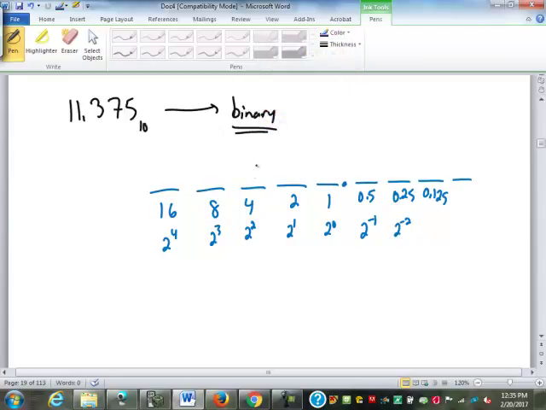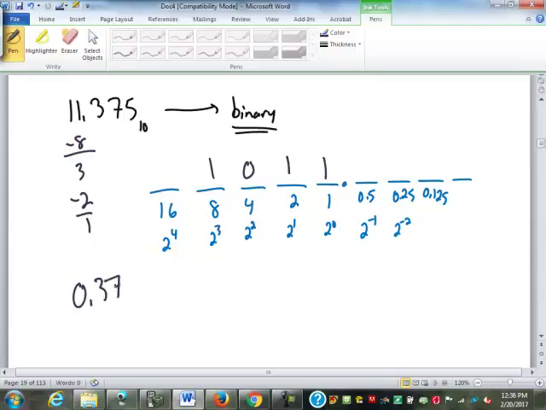So 11.375, well, we've got an 8 out of that. So there's 3 left. There's no 4s. There's a 2, which leaves us with 1. And there's a 1. Notice I've ignored the decimal so far. I deal with what's before the decimal point and what's after the decimal point separately.